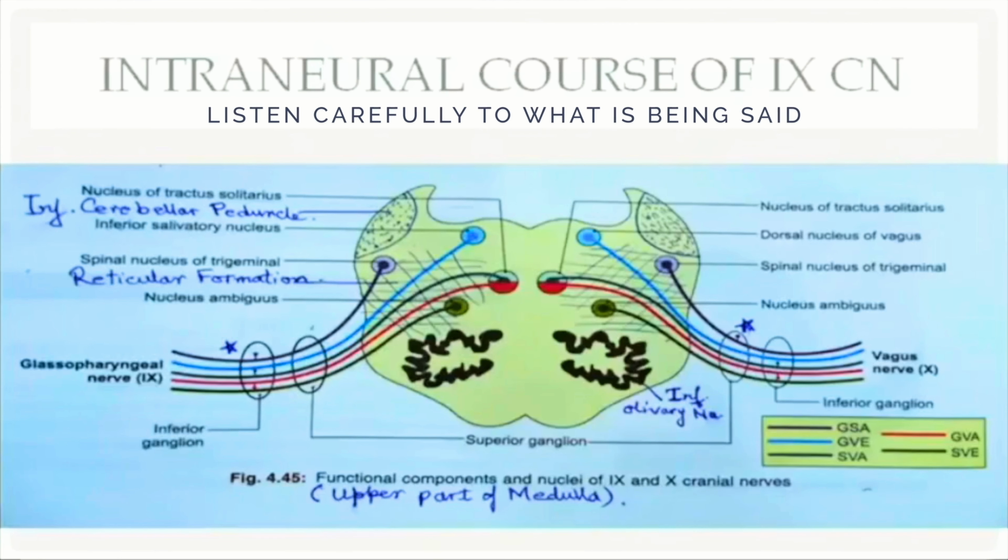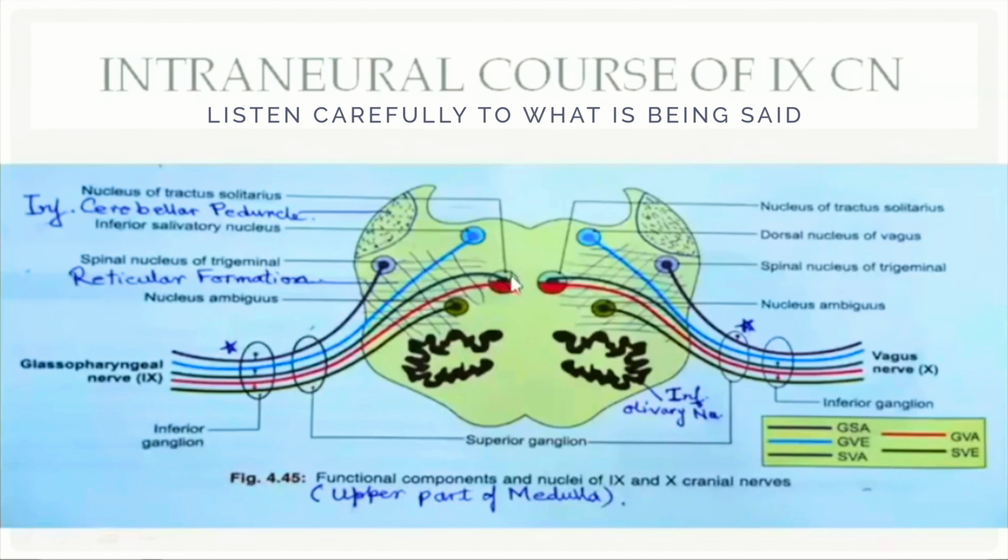Now we will talk about how this nerve originates within the brainstem. That means we are discussing here the intraneural course of the glossopharyngeal nerve. So here you can see that there are actually 5 nerve fibers which are arising from the 5 different nuclei. The nuclei of visceral afferent is a combined nucleus.